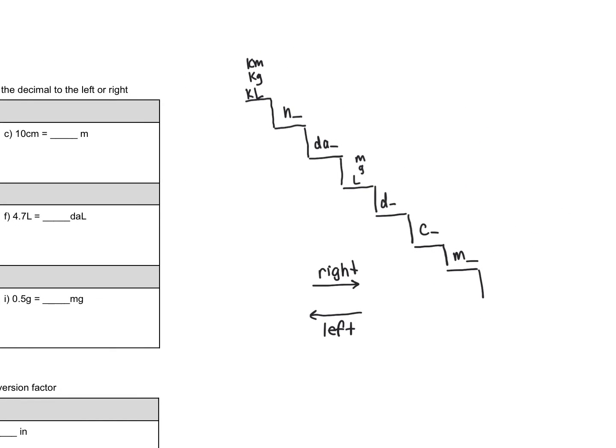Now, you will see at the top here, we have the kilometers, kilograms, kiloliters. Then we go to hectometers, hectograms, hectoliters. Deca. Here's the basic meter, gram, liter, deci, centi, and milli. And then you can adjust it with meters, grams, or liters.